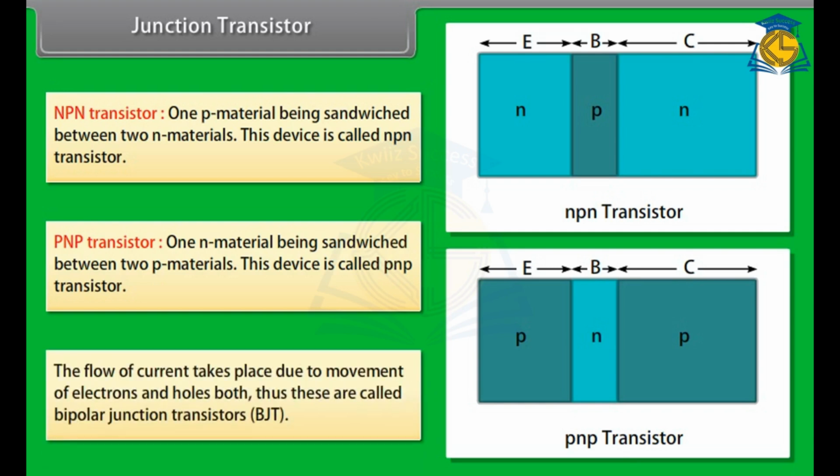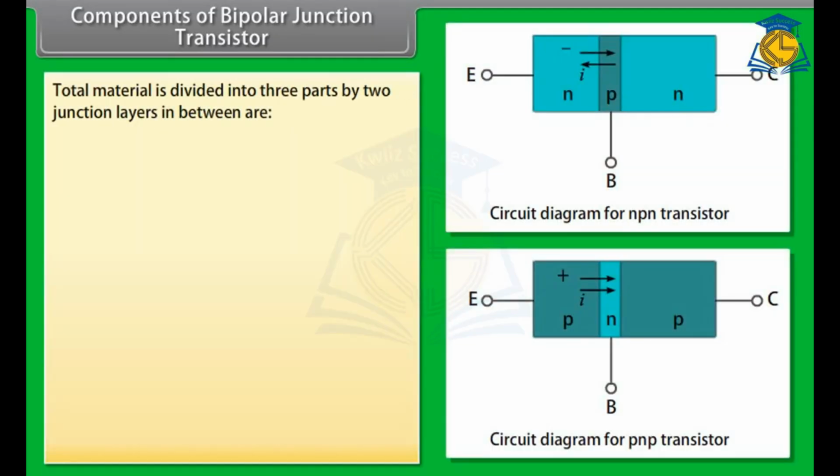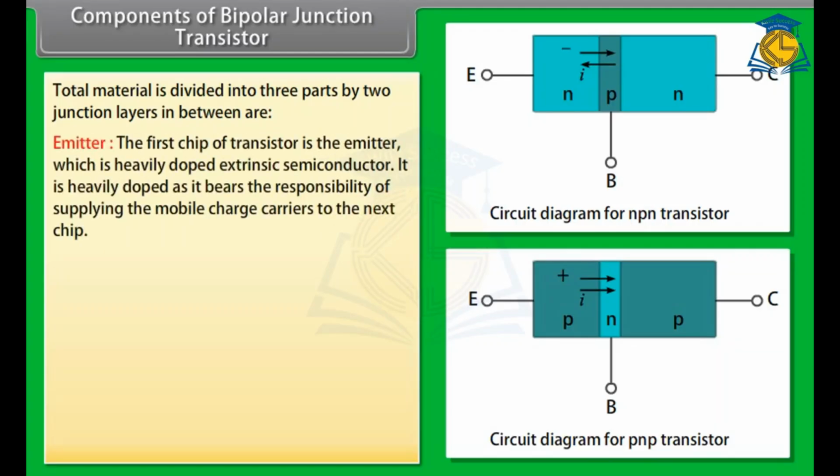The flow of current takes place due to the movement of both electrons and holes. Thus, these are called bipolar junction transistors. Components of a bipolar junction transistor: the total material is divided into three parts by two junction layers. In between are the emitter.